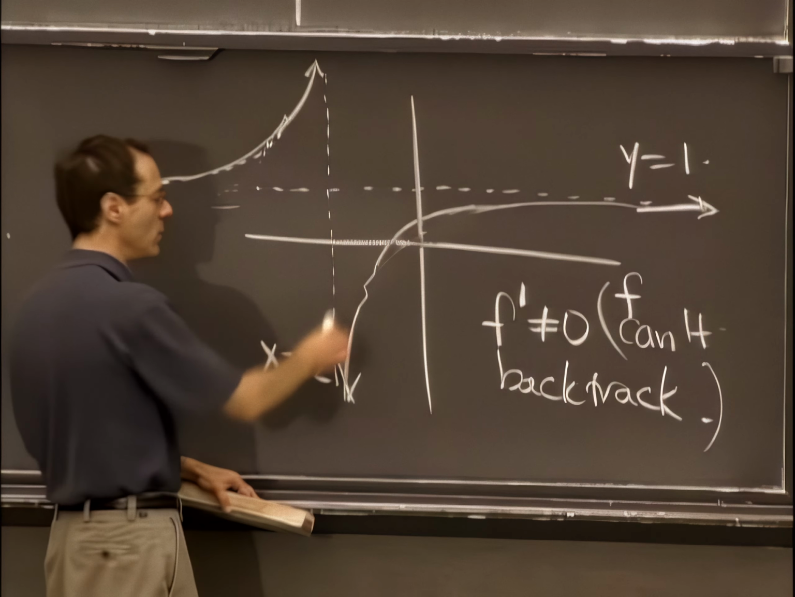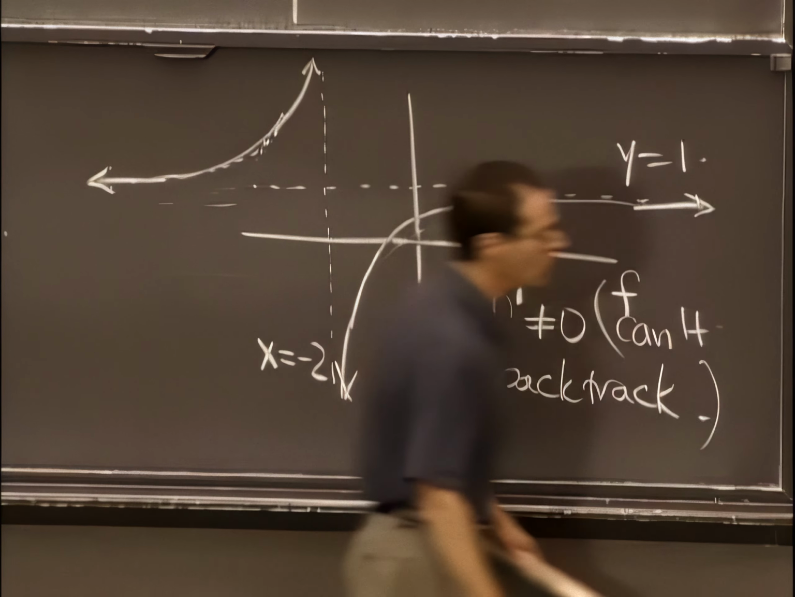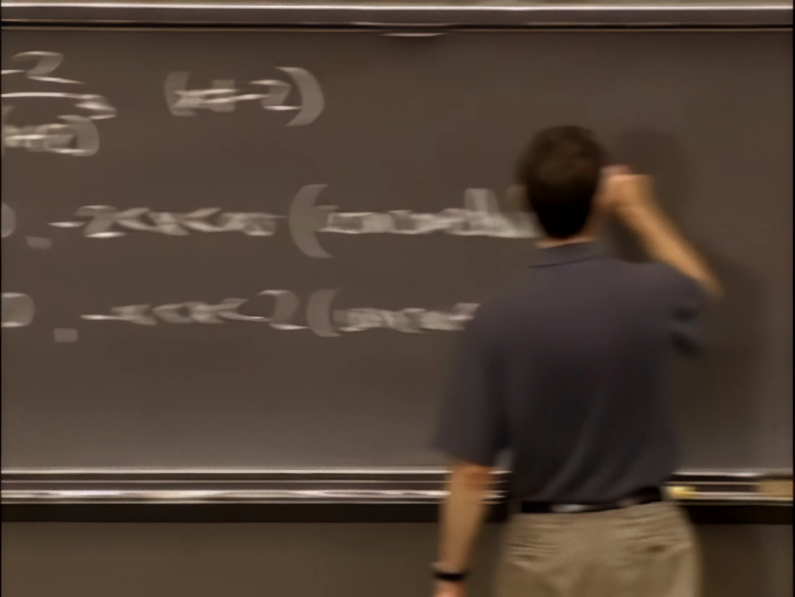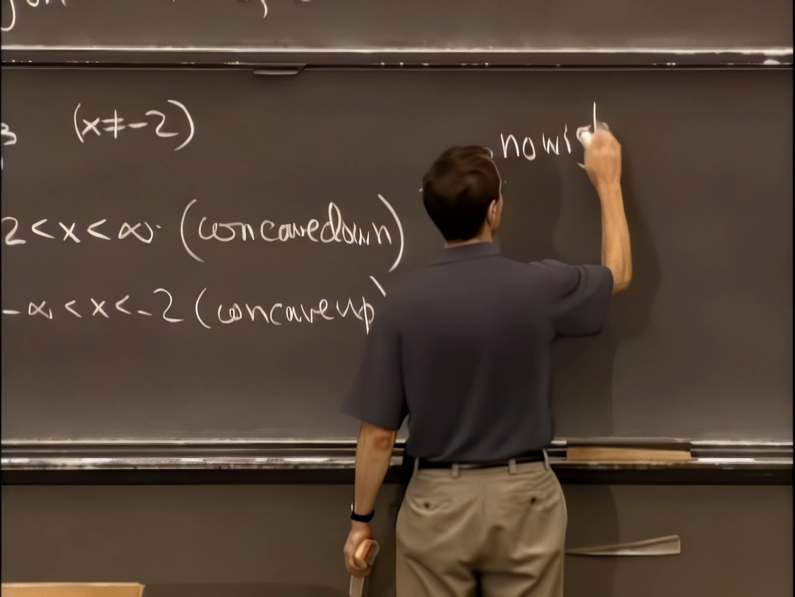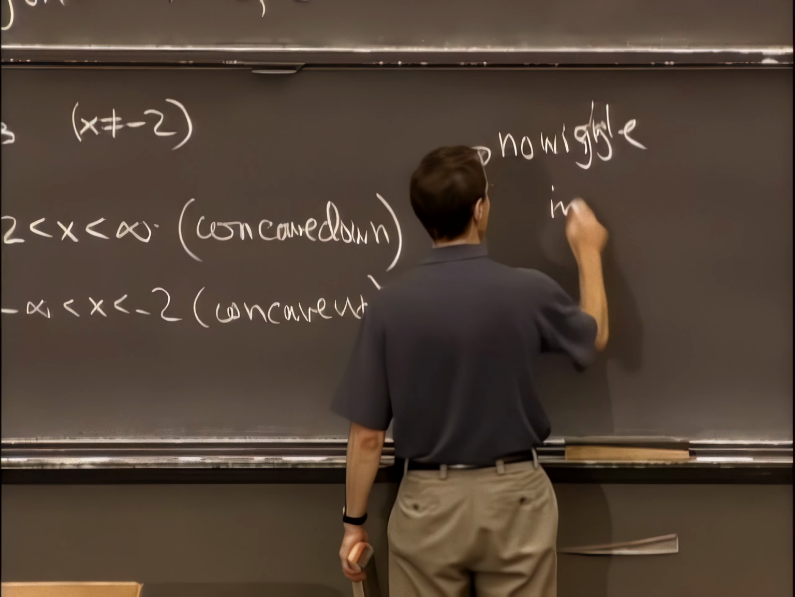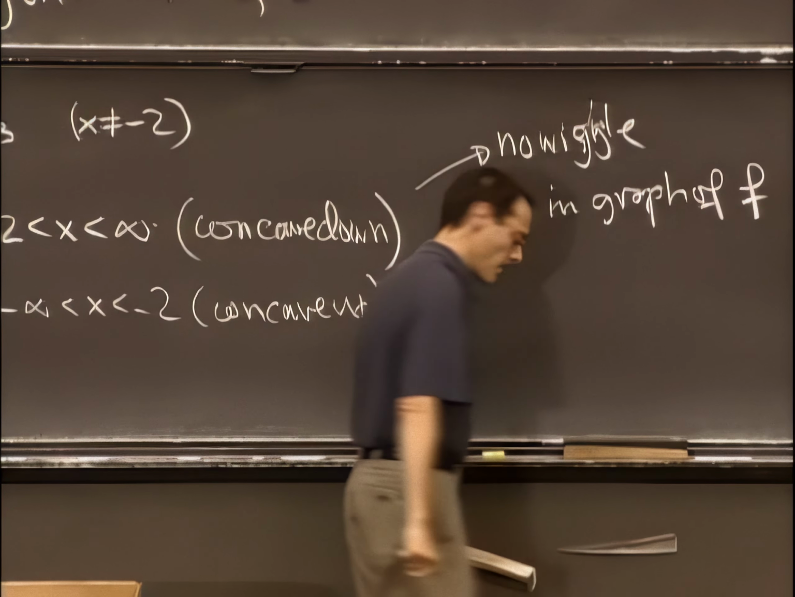It can't shift from curving this way to curving that way to curving this way. That doesn't happen. So these properties say there's no wiggle in the graph of f.